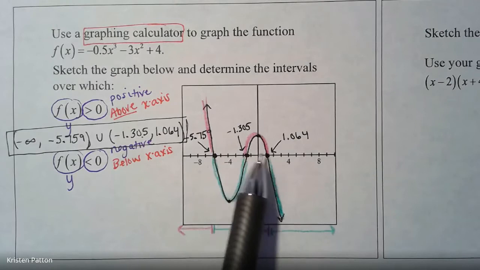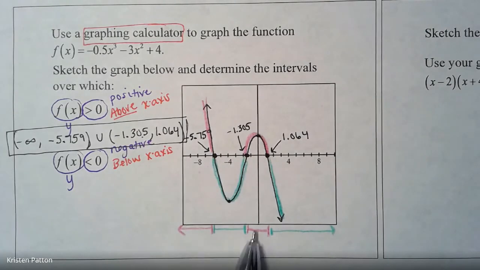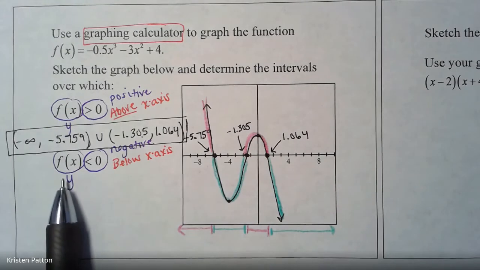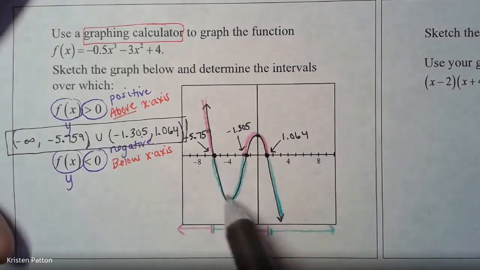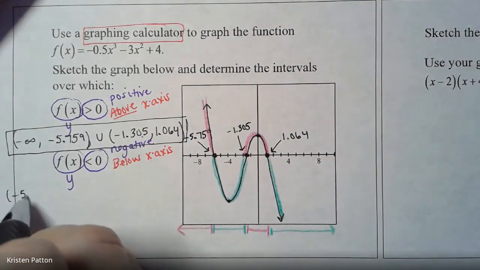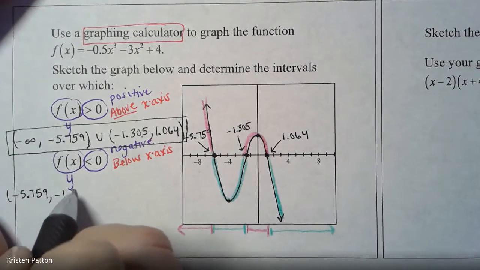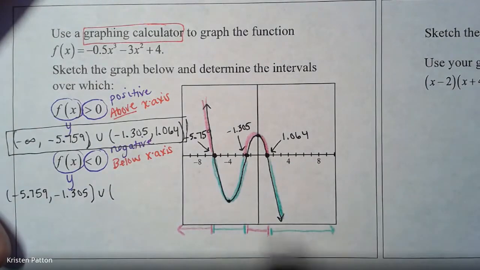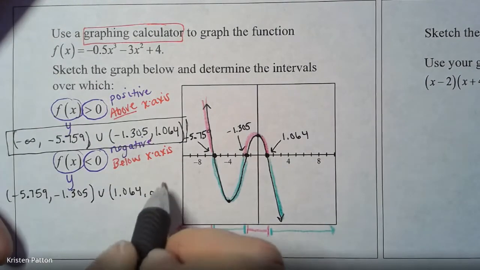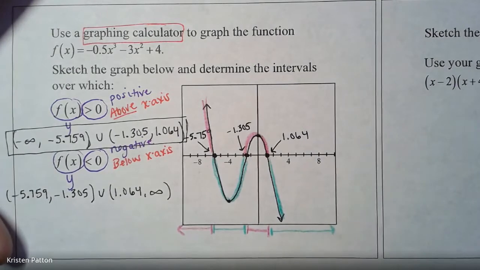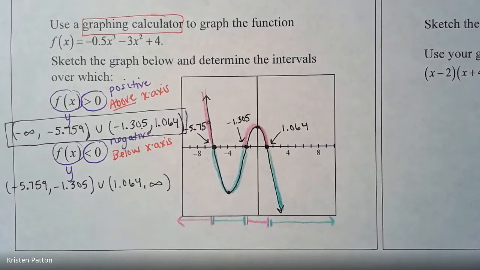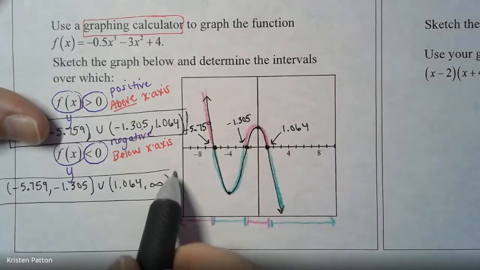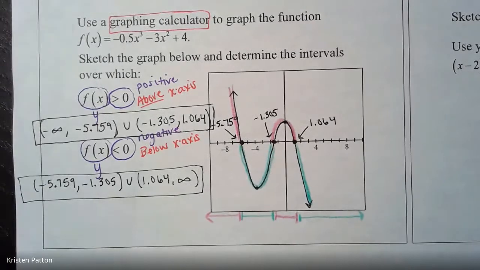So once I had my zeros, just like on the last slide, now I'm just going to write those two pink intervals that I had. When is f of x less than 0? Well, that's when we're turquoise, which is from negative 5.759 to negative 1.305, union, and then again from 1.064 to infinity, all the way to the right. Okay. Good. Box that in. That way you can clearly see that. So I'm sorry about my mess there.